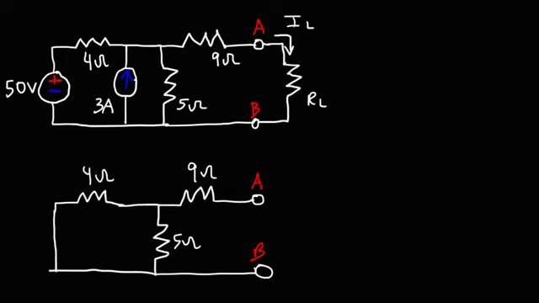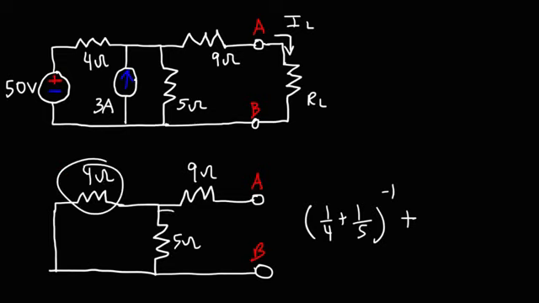Now, notice that the 4 ohm resistor is in parallel to the 5 ohm resistor. So the equivalent resistance of those two resistors will be (1/4 + 1/5)^-1. Now, these two resistors are in series with the 9 ohm resistor. So we can add 9. If you want to, you can redraw the circuit like this. This can help you to see it better.